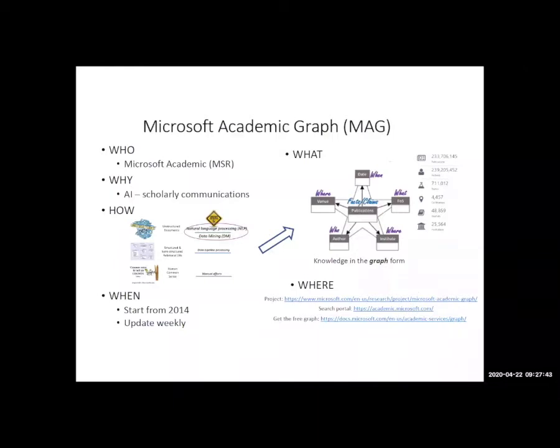So next is the Microsoft Academic Graph. This MAG project was initiated in Microsoft Research Redmond, which aims to leverage AI technology to comprehensively collect and analyze all the scholarly communication, including various formats such as journals, conference proceedings, patents, books, and preprints. MAG is a heterogeneous graph where the nodes represent entities in the scholarly communications, and the edges represent the relationships among them.